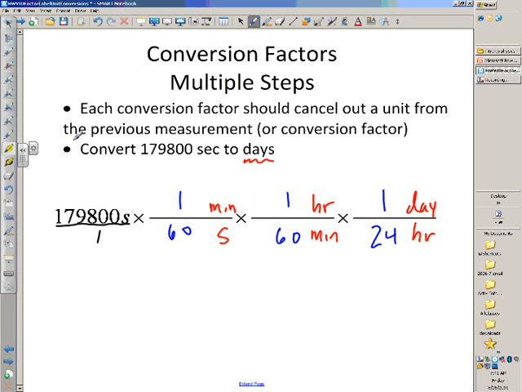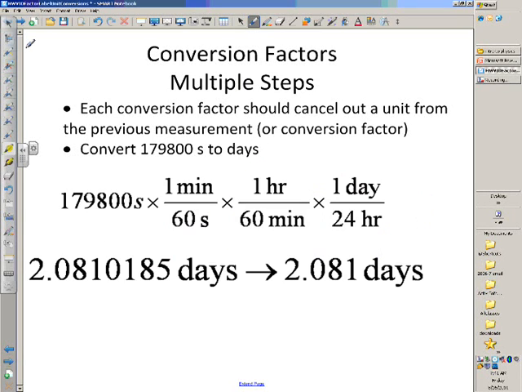Therefore, we can run those through, which means we're multiplying this original measurement just by a factor that's equivalent to 1, equivalent to 1, equivalent to 1. It's the same amount of time. We just represent it in a different measurement. So when you run it through, there's 3 conversion factors. You end up with this 2.081 days. Remember, 4 sig digs in this original measurement, 4 sig digs in this final measurement.